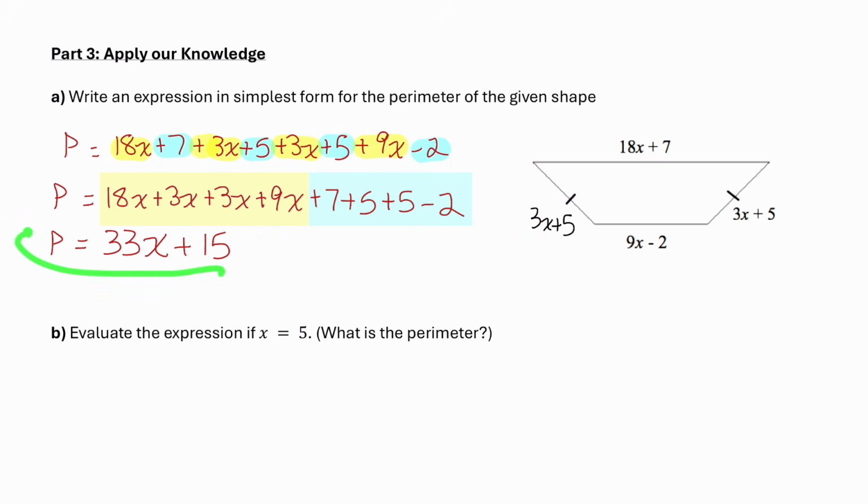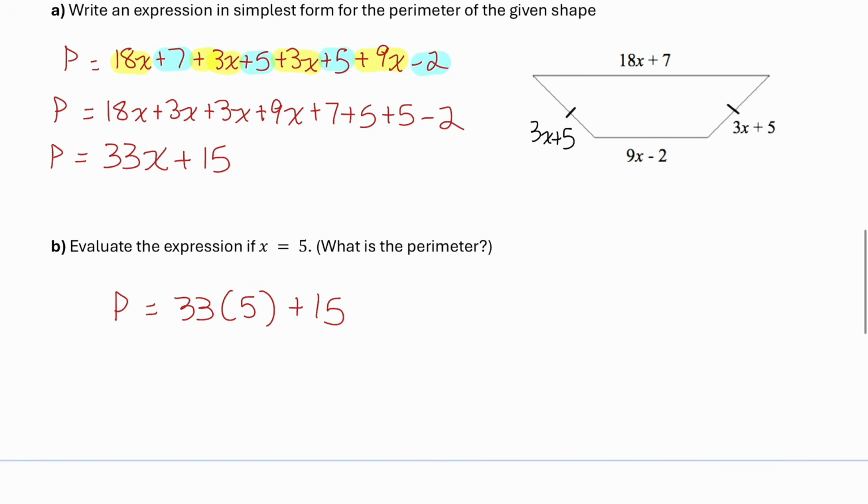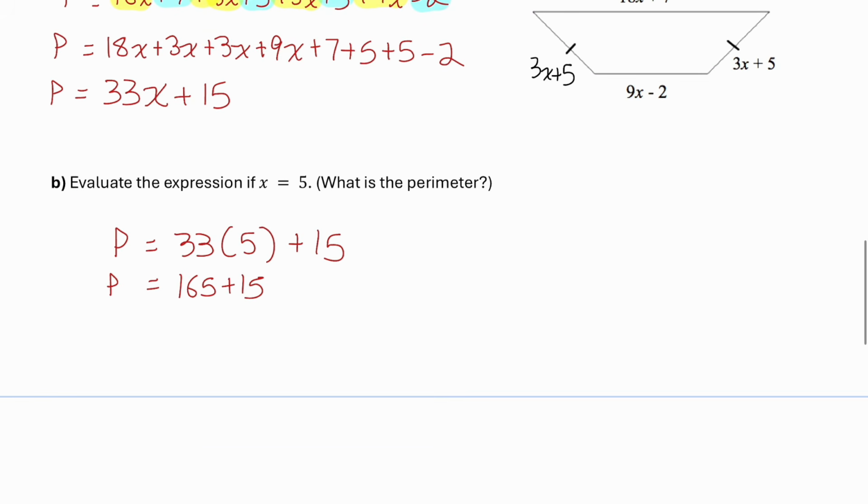And now let's evaluate this expression, so find the perimeter, if x is 5. So I'll rewrite the expression for the perimeter, but change the x to 5, which gives me 165 plus 15, which gives a final perimeter of 180. And we don't have what unit of measurement we're in, so I'll just put units.